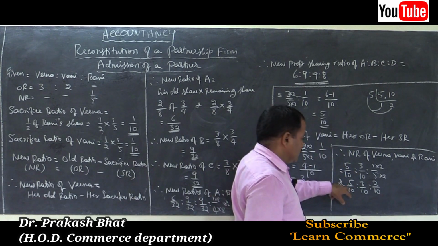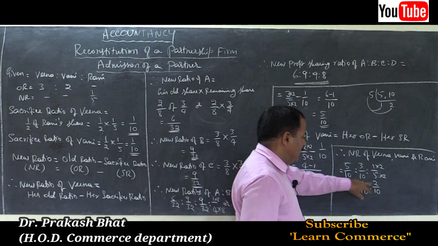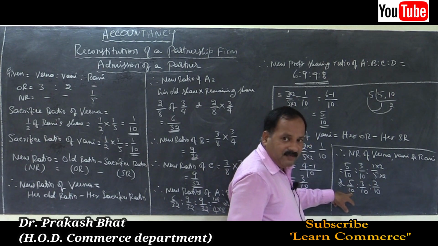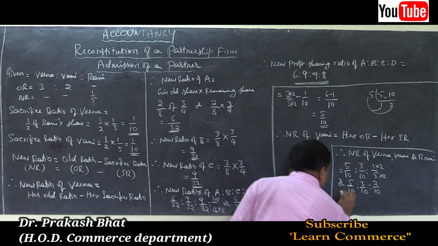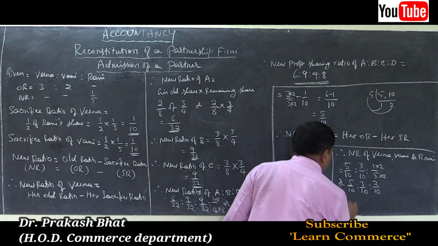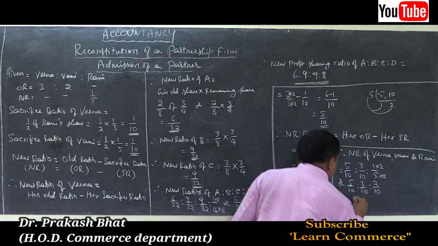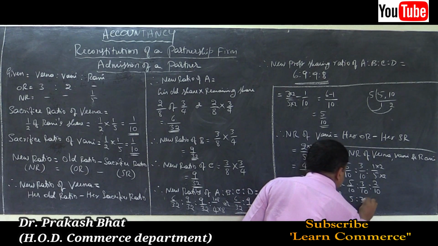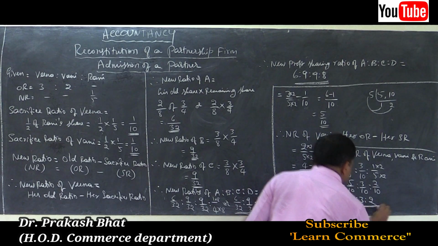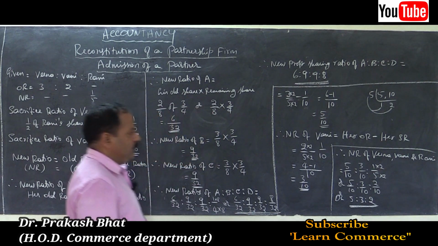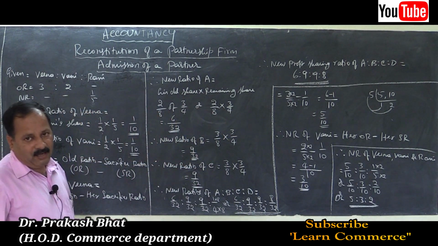Now, check whether your answer is correct or not. 5 plus 3 plus 2 comes to 10. It is correct. So, write it, therefore, or you can just write 5 is to 3 is to 2. This is the new ratio of Veena, Vani and Rani.